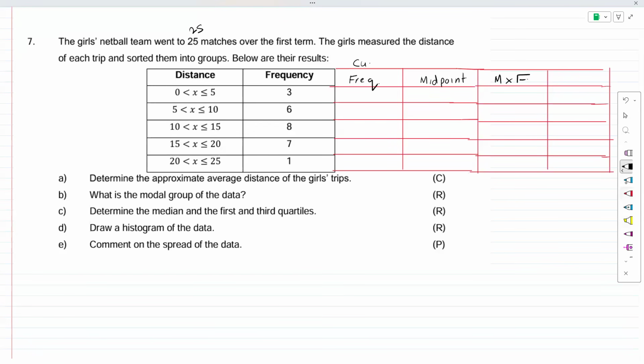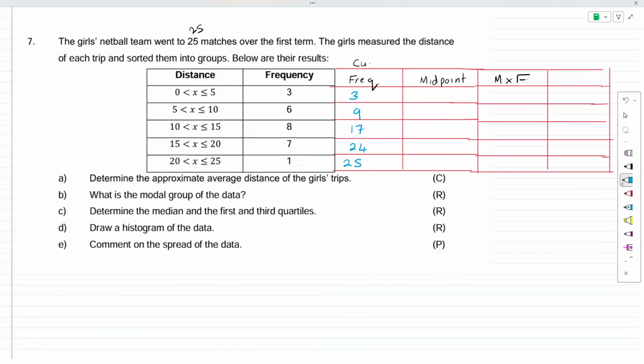We're going to start with cumulative frequency. So that is 3. 3 plus 6 is 9. 9 plus 8 is 17. 17 plus 7 is 24. And 24 plus 1 is 25. So this is quite simple because we know it's 25 games.